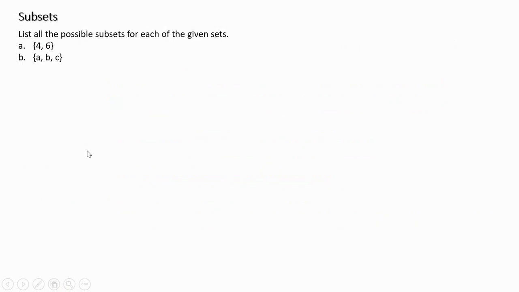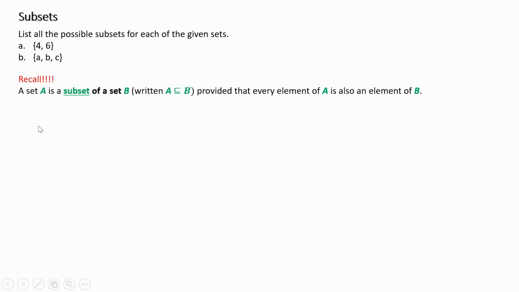Now list all the possible subsets of each given set. So let's do A first. Recall, the set A is a subset of set B, provided that every element of A is also an element of B. So for A, this is my solution. We're going to start with the empty set. The empty set is a subset of {4, 6}.